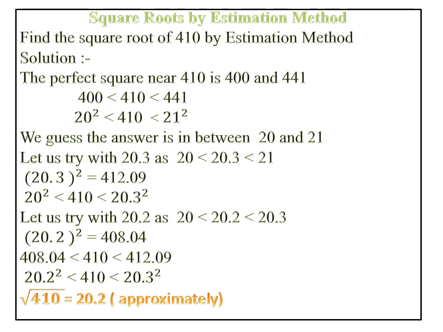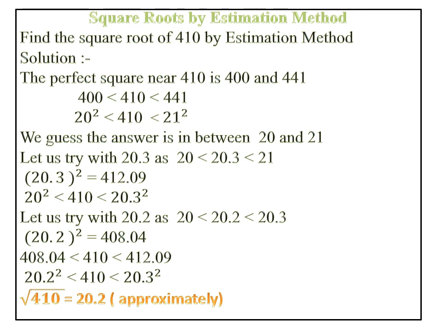Now let us try with 20.2 because that is the number which is in between 20 and 20.3. So take the square of 20.2. It is 408.04. So 408.04 less than 410 less than 412.09, which is equal to 20.2 whole square less than 410 less than 20.3 whole square.